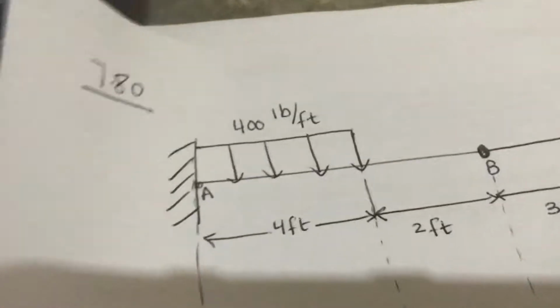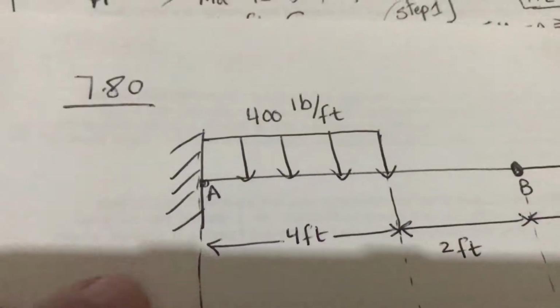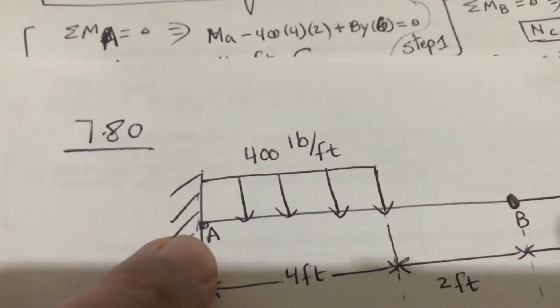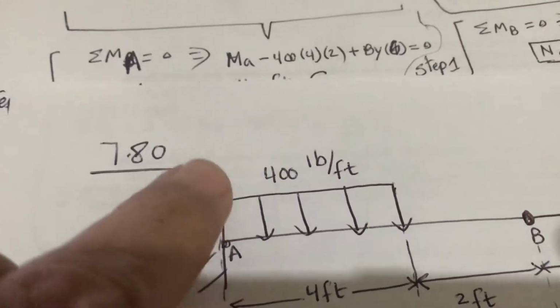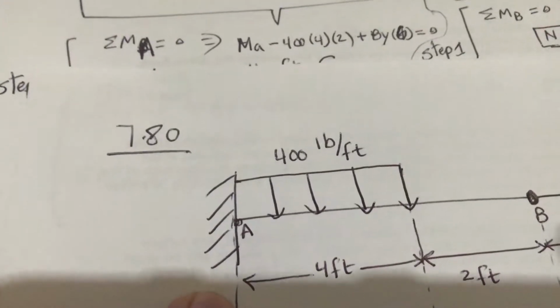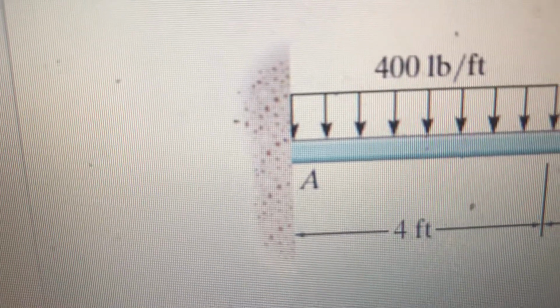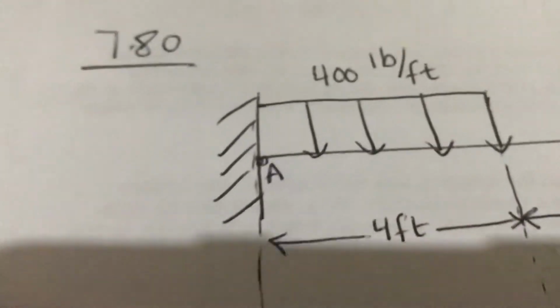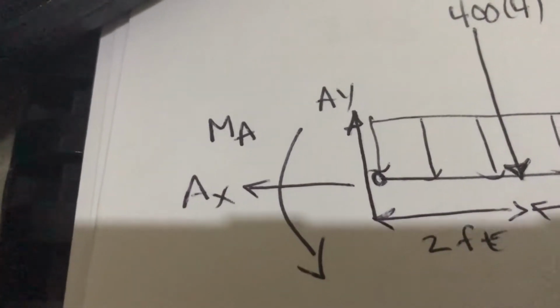So we have two reactions, one AX, one AY, and one moment, because this type of support is not a pin. It's connected to the wall, so it's not a pin. So this will have one reaction in the X, one reaction in the Y, and one moment. Okay, so you change A to this: AY, AX, and moment at A.